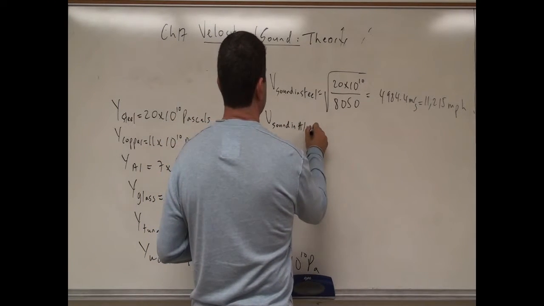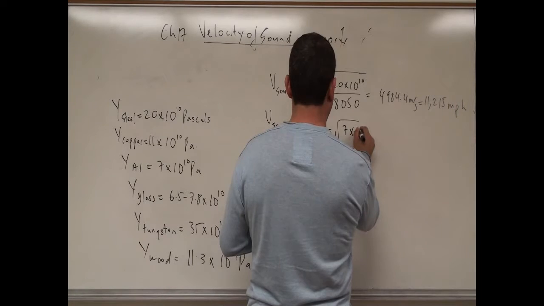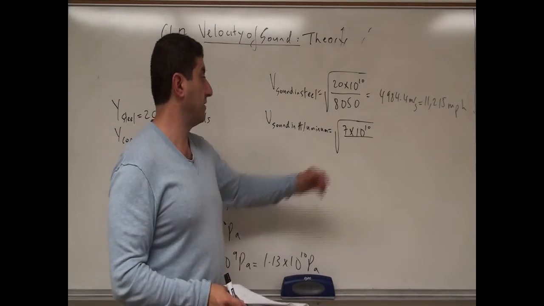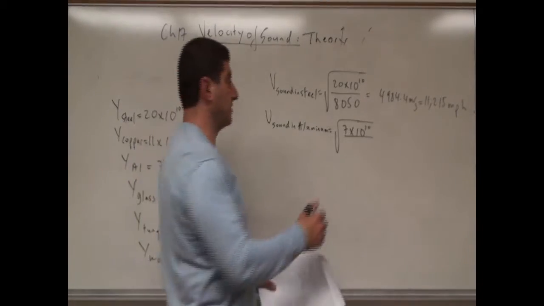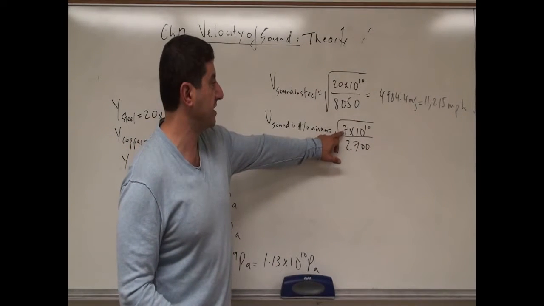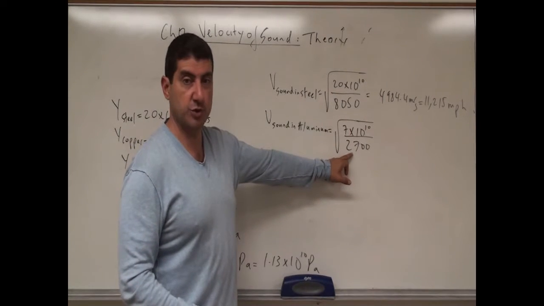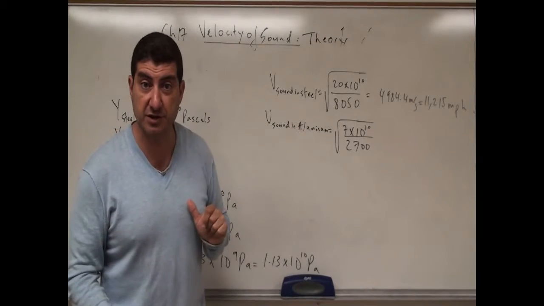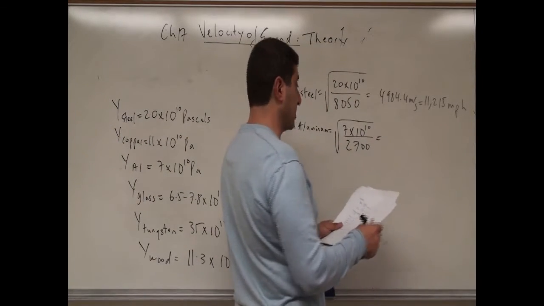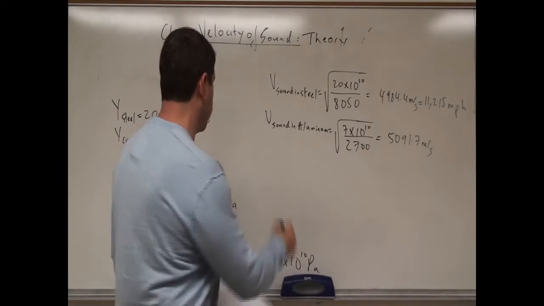Okay, how about the velocity of sound in aluminum? Square root of 7 times 10 to the 10th, right? Divided by what? Well, the density of aluminum is going to be smaller than the density of steel, 2,700. So notice that even though the Young's modulus of aluminum is smaller than the Young's modulus of steel, the density is also smaller. So actually velocity of sound in aluminum might be faster because these two things are competing against each other, right? So when you do this, it actually does come out faster. 5,091.7 meters per second.